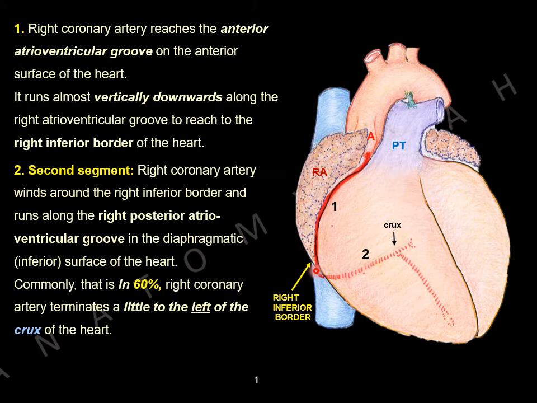Next is the second segment of the right coronary artery. Right coronary artery winds around the right inferior border of the heart and runs along the posterior atrioventricular groove. Commonly, that is in about 60%, right coronary artery terminates a little to the left of the crus. You can see here, commonly in 60%, right coronary artery will terminate a little bit left of the crus.